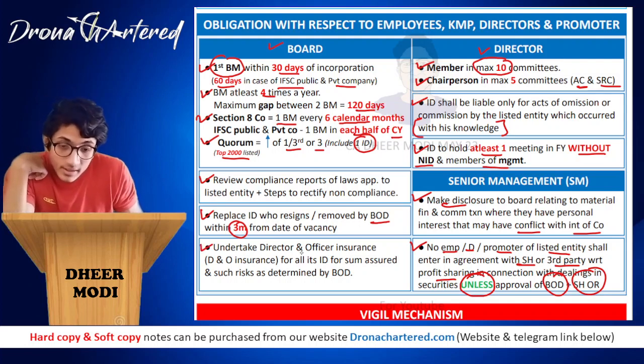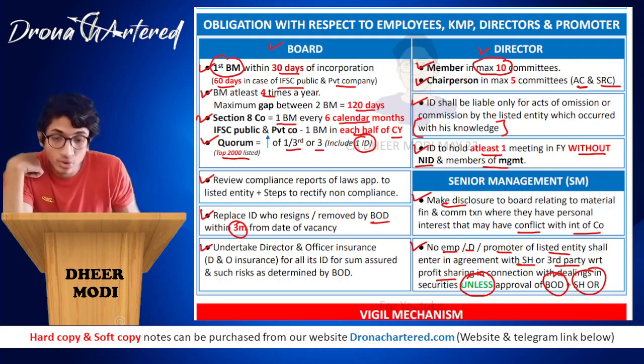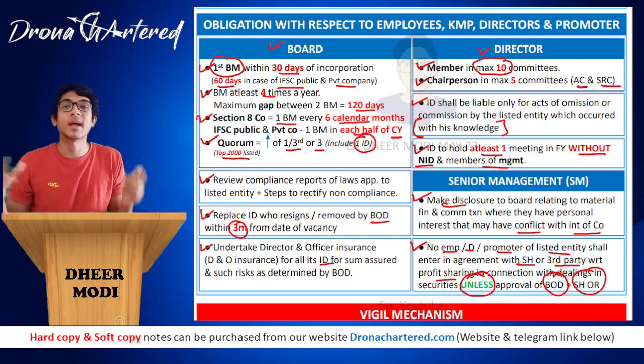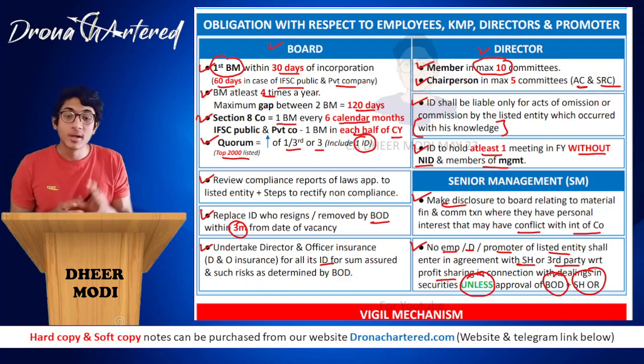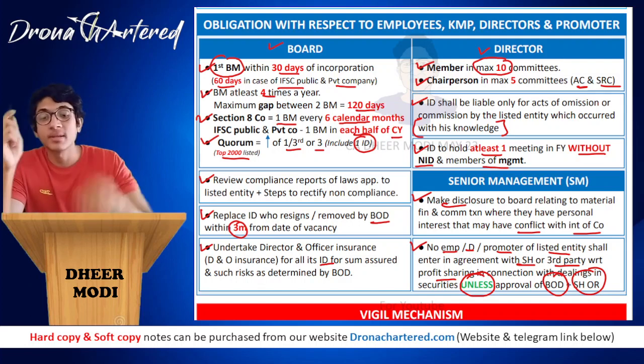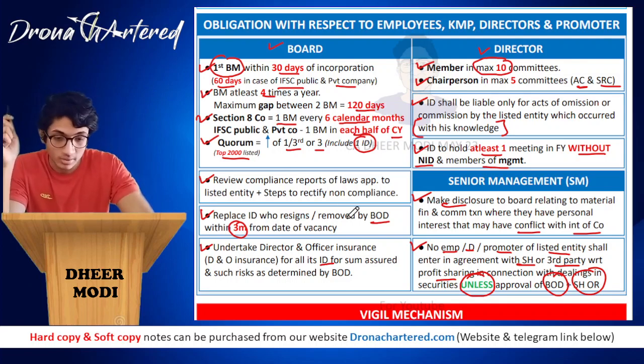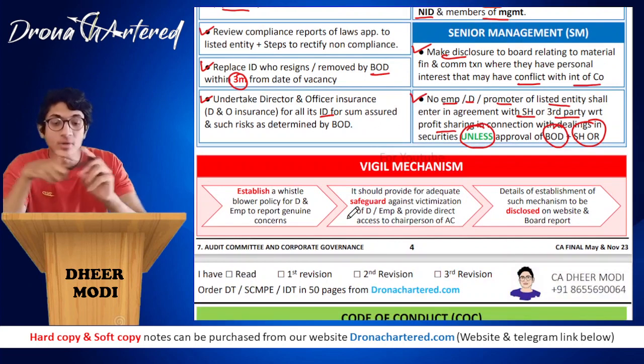Next, undertake director and officer insurance. So that is your D&O insurance for all its independent directors for sum assured and such risk as determined by your board of directors. So with this, we are done with this part, that is obligations with respect to employees, KMP, directors and promoters. Okay, coming to your next part, that is your vigil mechanism.